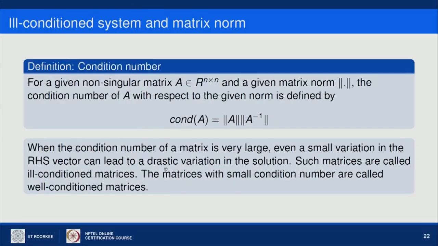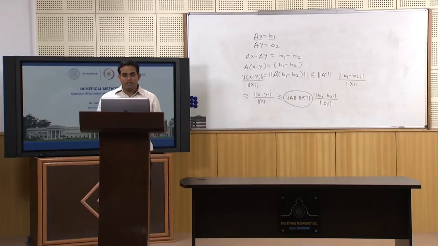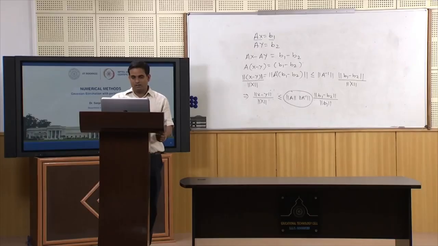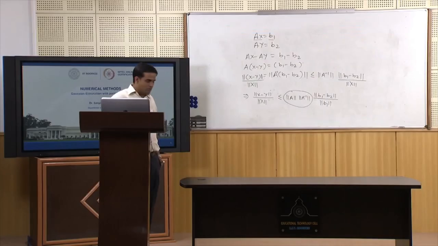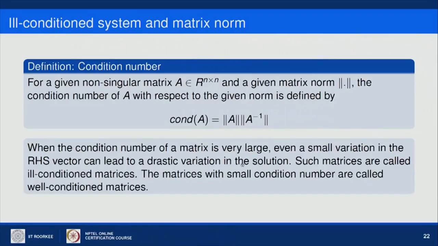So, based on this idea, we can define the condition number. For a given non-singular matrix A, having real entries and of size n by n, and a given matrix norm, the condition number of A with respect to the given norm is defined as norm of A into norm of A inverse. So, if the condition number for a matrix is large, even a small variation in the right hand side vector, that is in b1 or b2, can lead to a drastic variation in the solution. And such matrices are called ill-conditioned matrices.